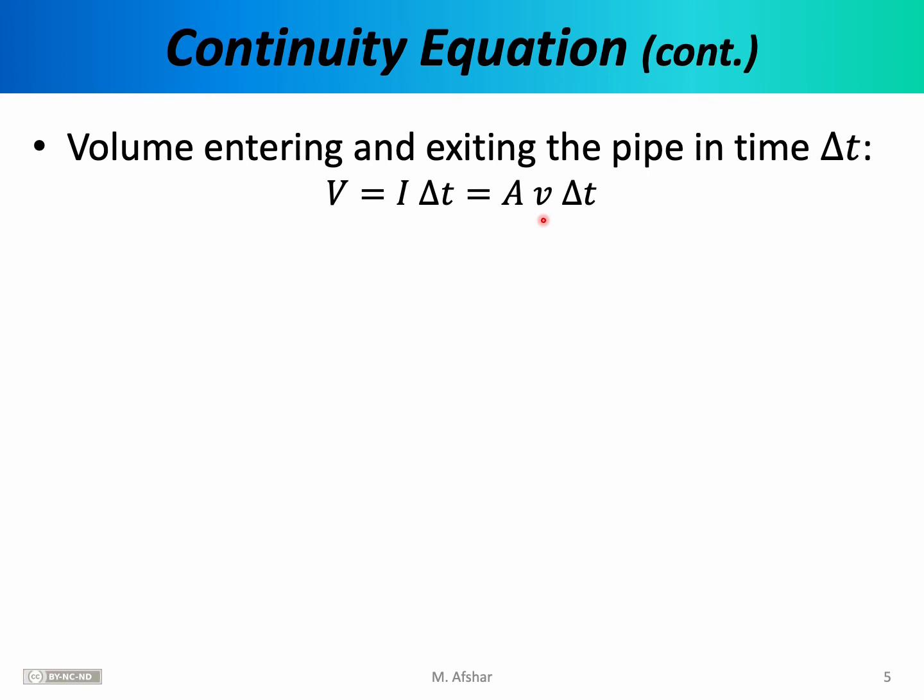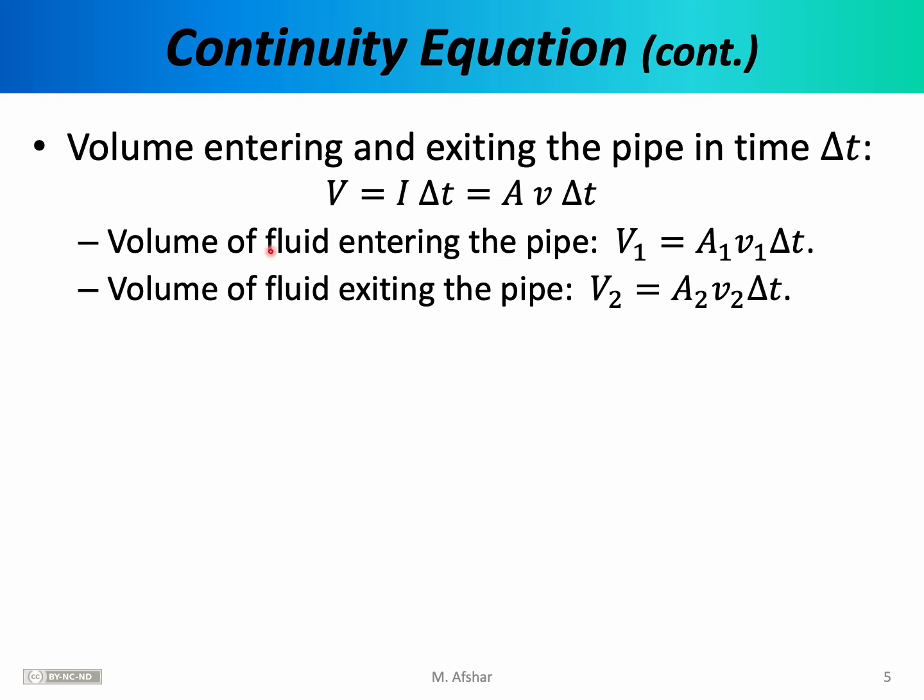Now, if we're talking about a pipe segment that changes its cross-sectional area, then we need to be more careful. We need to talk about the volume that enters the pipe segment and the volume that exits the pipe segment. If we want to talk about the volume at point 1 entering the pipe segment, then we need the cross-sectional area at point 1 and the speed at point 1. If we want to talk about the volume that's exiting the pipe at point 2, then we need the area at point 2 and the speed at point 2.